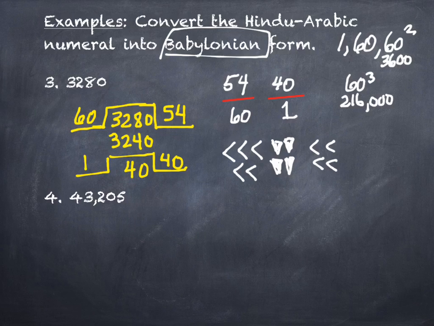All right, next one, number 4. Number 4 actually has a number that's big enough to divide by 3,600, right? So we're actually going to start with 3,600 on this one. So 3,600 goes in the front, underlined, and we've got this bracket thing going on with the 43,205.